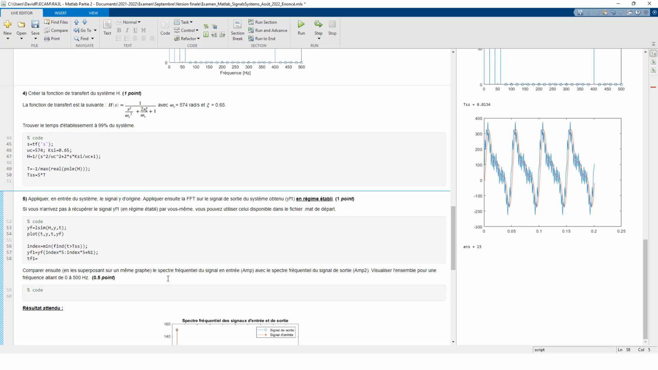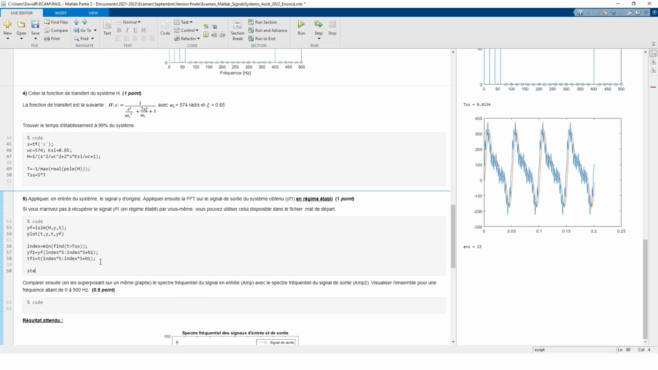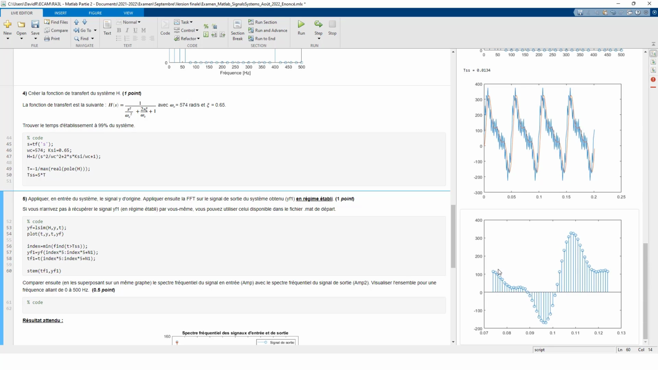Je vais faire la même chose pour mon vecteur temps, en disant que je vais donc venir depuis l'index x5 jusqu'à index x5 plus N1 points, et je peux ensuite venir simplement représenter ça avec un stem sur TF1 et YF1 pour voir les valeurs que j'ai gardées. Et vous voyez ici ce qu'on a gardé, ça semble être visiblement une période.